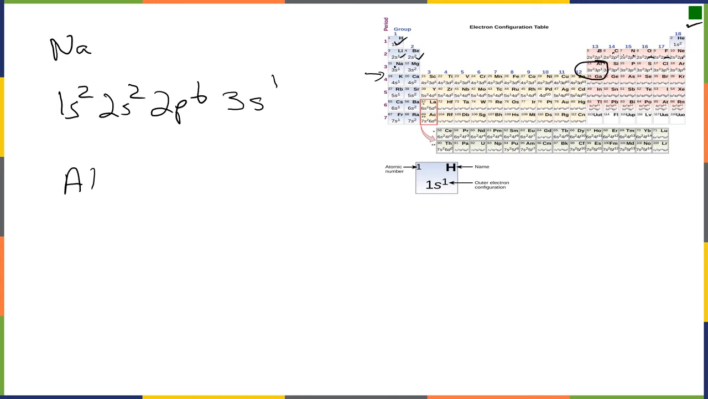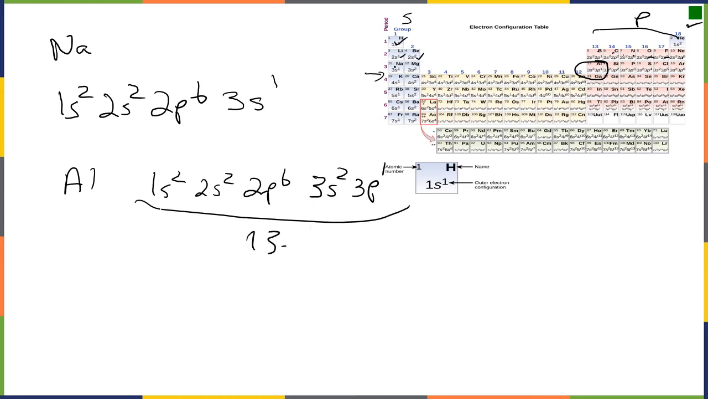If we continue here and we look at aluminum, aluminum is right here. We can tell from the position of aluminum that its last electron is in the set of p orbitals, not in the s's. We know that because it exists on the periodic table in the p's. And if we fill across, 1s2, 2s2, 2p6, 3s2, 3p1. And this is going to add up to our 13 electrons in aluminum.